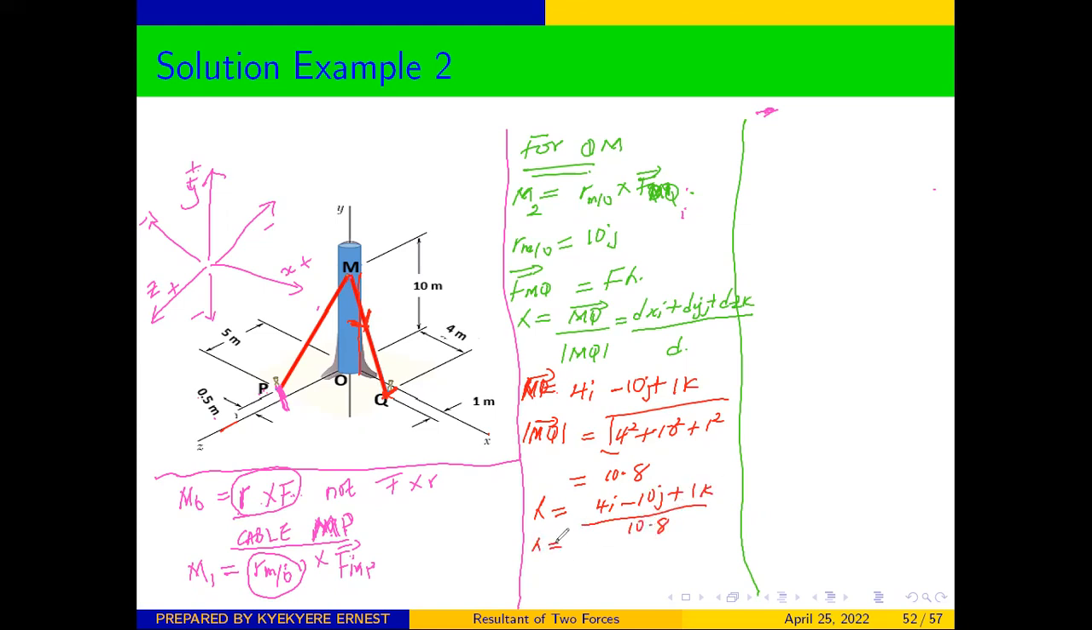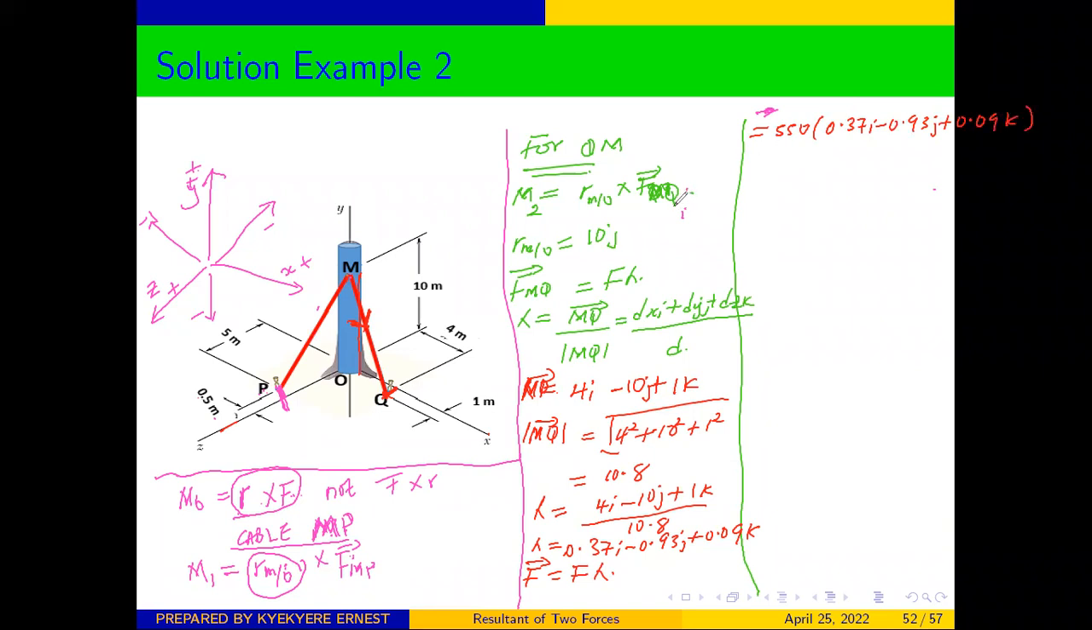And from here, our lambda will be equal to 0.37I minus 0.93J plus 0.09K. Then from here, we can determine our F. We said that F in the vector form is always equal to F in the scalar form times lambda. And we have been given F in the scalar form as 550. Therefore, we are going to get 550 into brackets our lambda, which is 0.37I minus 0.93J plus 0.09K.